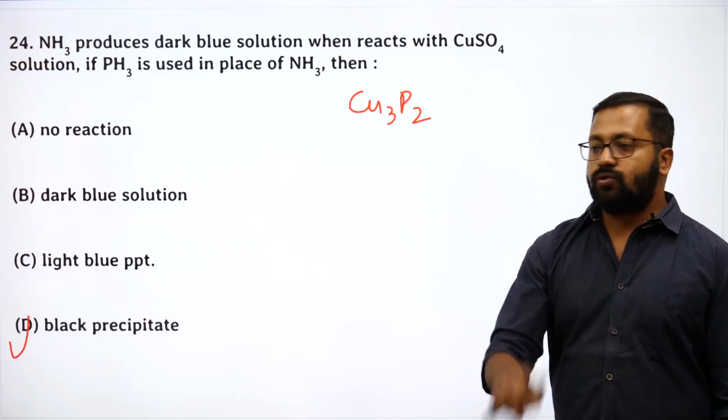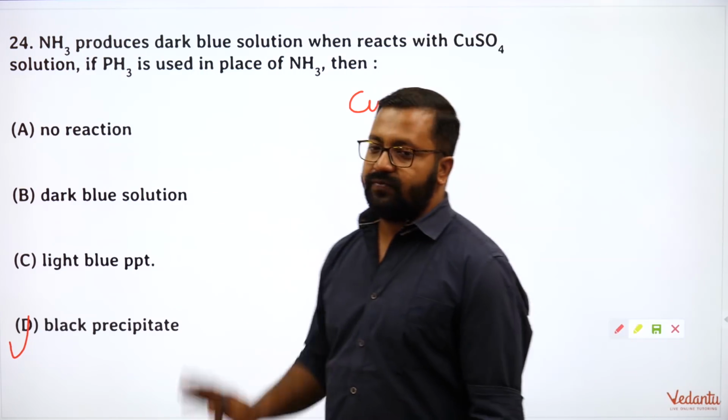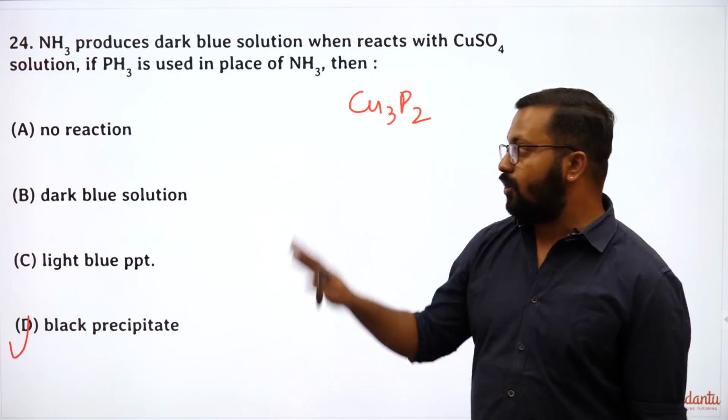Okay, this is a fact-based question. Please do remember this. Cu3P2 is produced when phosphine is interacting with it. It does not form a coordination compound.